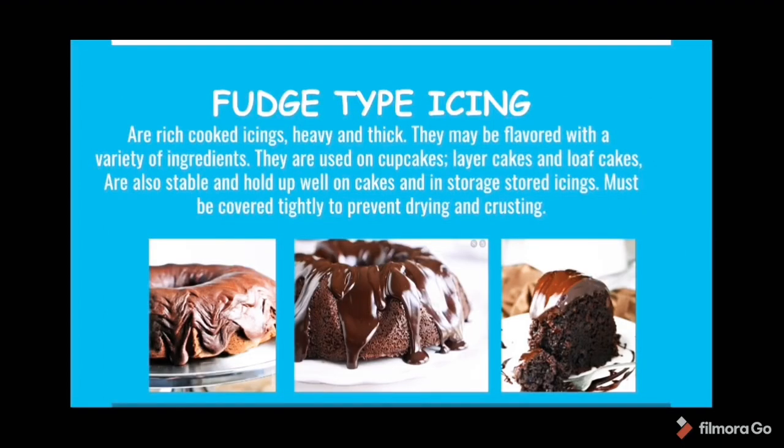And then one of my favorite, the fudge type icing. These are rich cooked icings, heavy and thick. If you can remember or have tasted death by chocolate, then this is it. They may be flavored with a variety of ingredients. These are used on cupcakes, layer cakes, and loaf cakes. They are also stable and hold up well on cakes and in storage. Stored icings must be covered tightly to prevent drying and crusting and not be attracted by ants and insects.